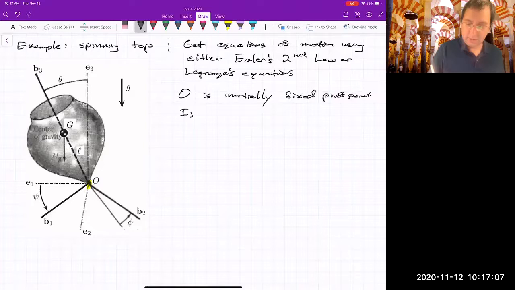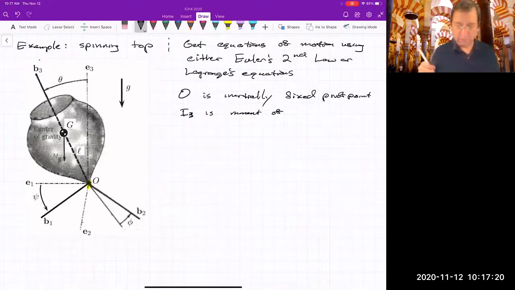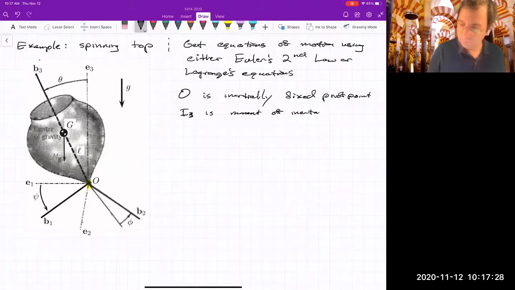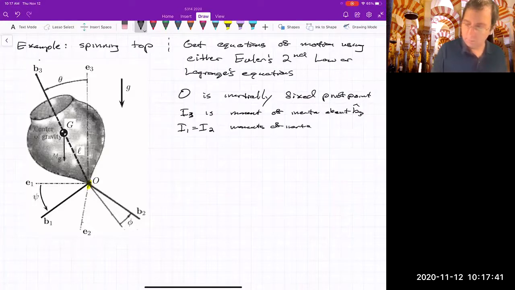Right, I3 is the moment about the B3 direction. So you see how we wrote B3 is the symmetry axis here. So the B frame is an inertia principal axis frame. Then the other two, I1 and I2, are equal. They are the moments of inertia about B1 and B2.